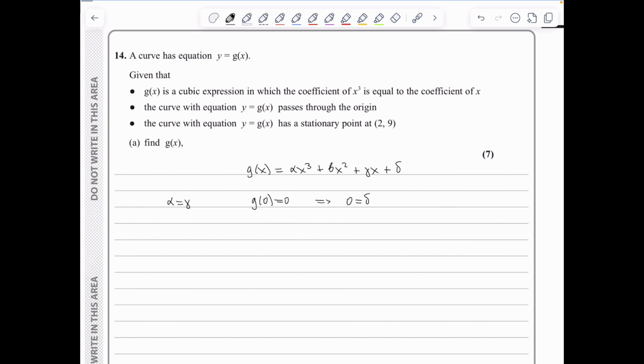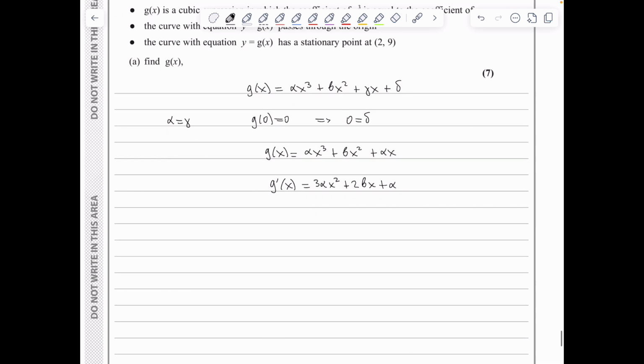So I can update the original form here with this additional information. So we're looking at g of x is equal to alpha x cubed plus beta x squared plus alpha x. I will then use the fact that we've got a stationary point at (2, 9). So I will find an expression for dy dx, or g dash of x in this case. So g dash of x is 3 alpha x squared plus 2 beta x plus alpha. We know that stationary points satisfy that the derivative at the particular point is 0.